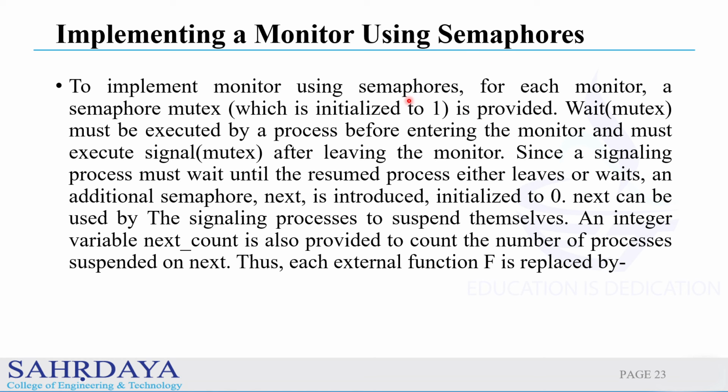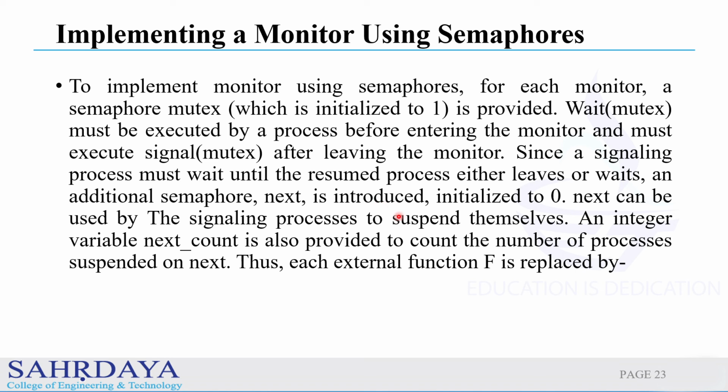Implementing a monitor using semaphores. For each monitor, a semaphore mutex is provided, and a wait must be executed by a process before entering the monitor and must execute signal after leaving the monitor. Since the signaling process must wait until the resumed process either leaves or waits, an additional semaphore next is initialized to 0. So this basically means the process has to execute wait before entering the monitor, and it has to execute signal after leaving the monitor.